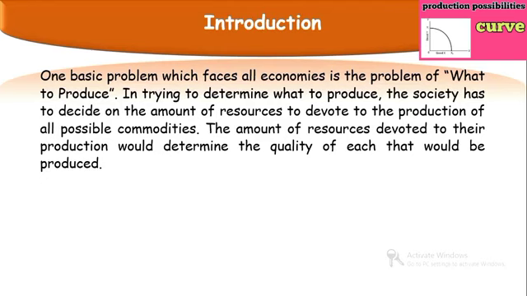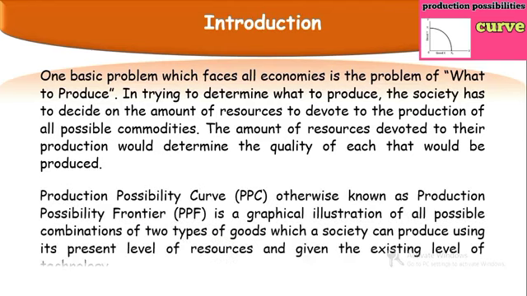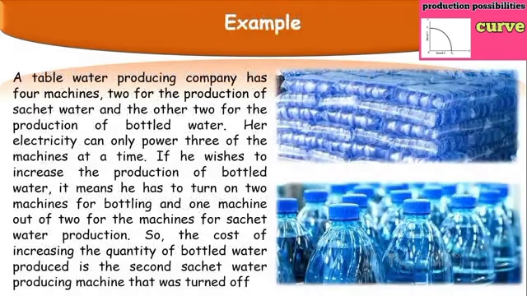So, the production possibility curve, the PPC, or the production possibility boundary, is referred to as a curve or a graph showing the possible combinations of commodities that can be produced in a given economy, given the prevailing level of technology. That is, if all the available resources are effectively utilized.